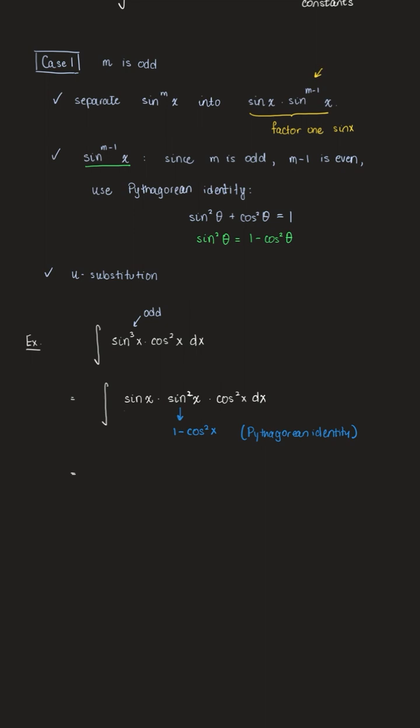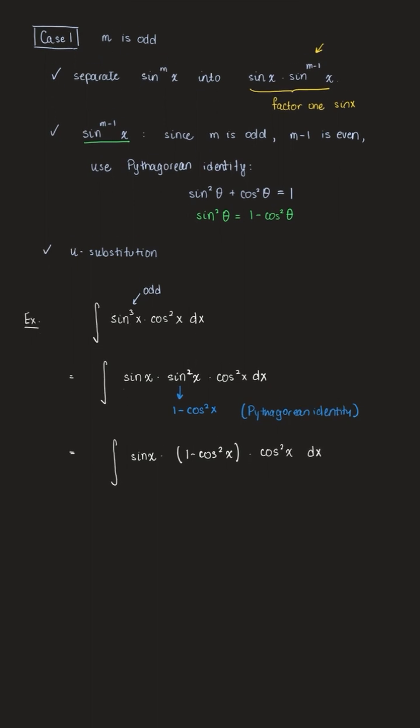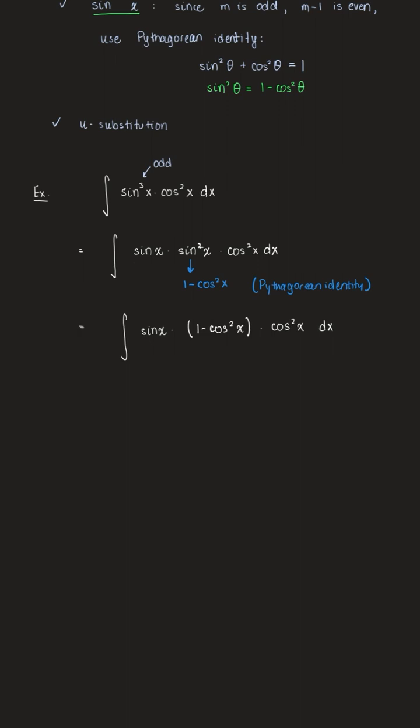And so this will give us the integral. We still have that sine x that we're saving for later. Now we're replacing sine squared with 1 minus cosine squared x. We still have a cosine squared x dx. And our third step is to do a u substitution. So let's think about what would make sense for u.